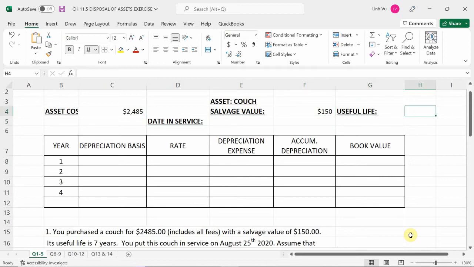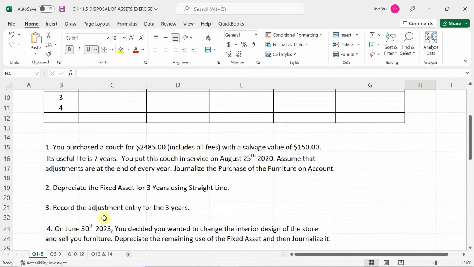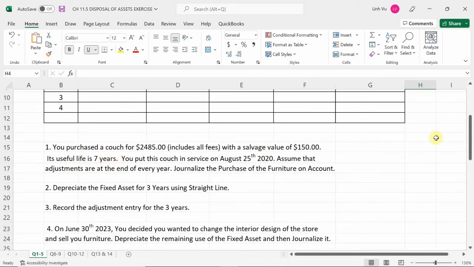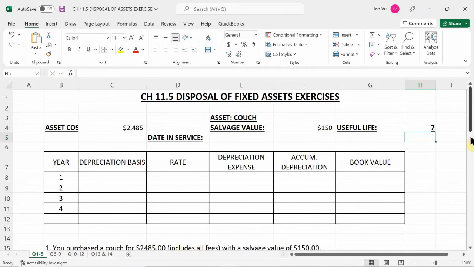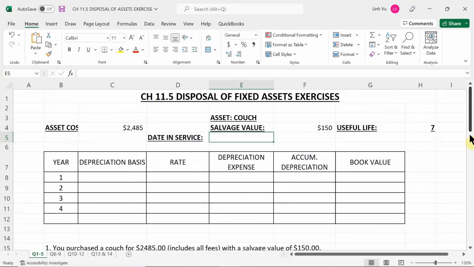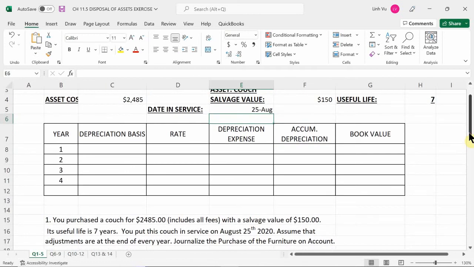Three years? Well, no, I'm asking you to depreciate only the first 3 years. Oh, 7 years. It's got 7 years of life on it. And when did I place this asset into service? The 25th. So if I'm doing this at the end of the year, December 31st, when do I start depreciating my asset if I put it into service as of August 25th? September. Okay, so let's go ahead and depreciate for the first 3 years.